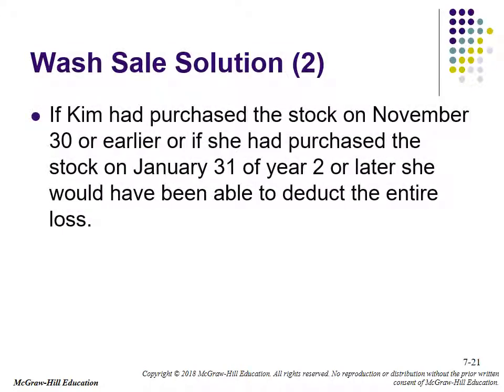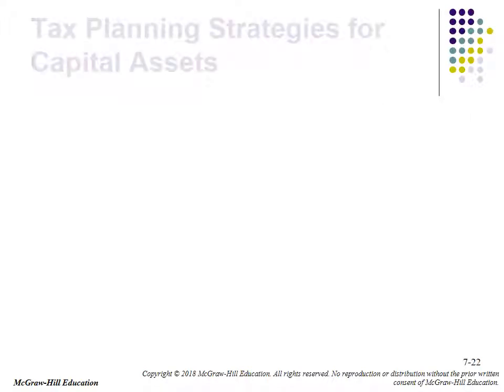If Kim had purchased the stock November 30th or earlier, or if she purchased the stock January 31st of year 2, she would have been able to deduct that entire $100 loss. It's just because of the time period, 30 days before and 30 days after, she was still doing transactions with that stock, that it was disallowed.